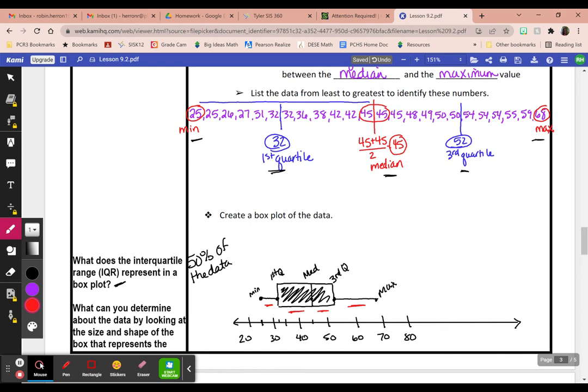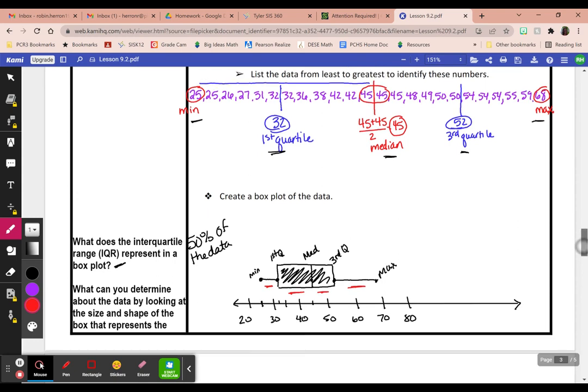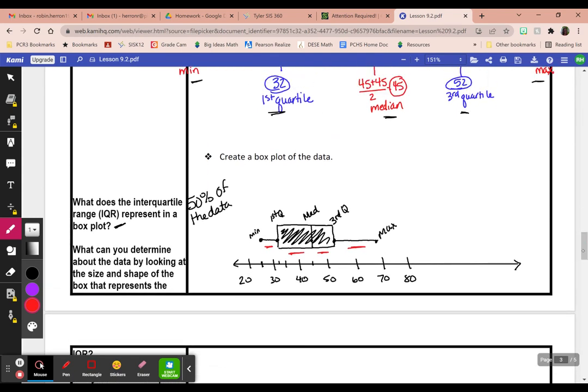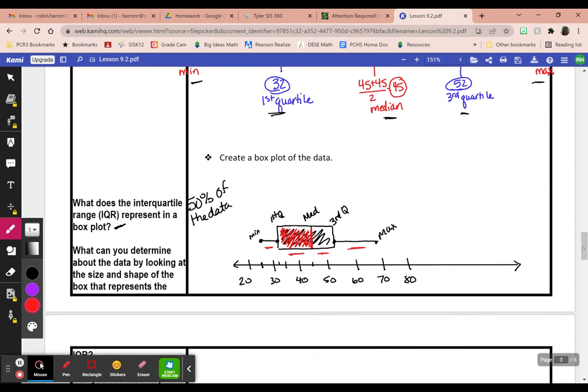What can you determine about the data by looking at the size and shape of the box that represents the interquartile range? Well, more values are less than the median than are above it, because the bigger chunk is on this side of that line. This is the median. So if more is on the left, that means more values of our data are on the left side, which means they're smaller. If they're on the right, then that means they're bigger.